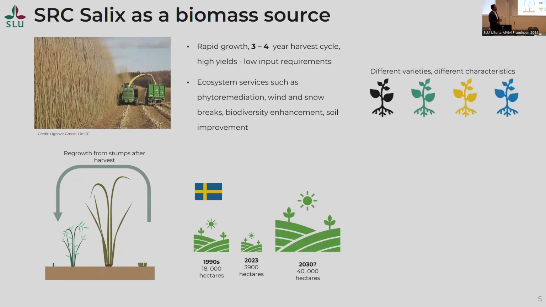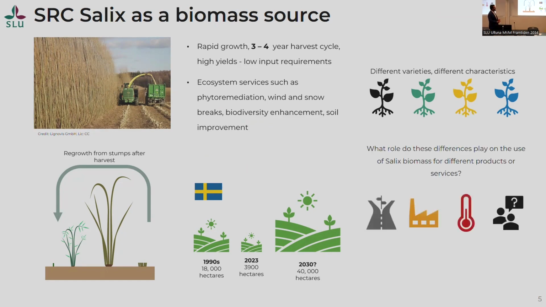In the last few decades, due to improvements in breeding techniques, many different varieties of Salix have been developed. And of course, these different varieties have different characteristics. What is interesting to find out is, due to these different varieties and different characteristics, what is the role of these differences when we want to use this Salix biomass for different conversion purposes?